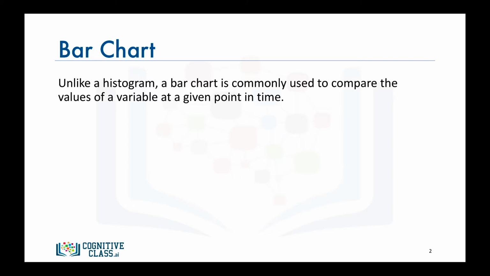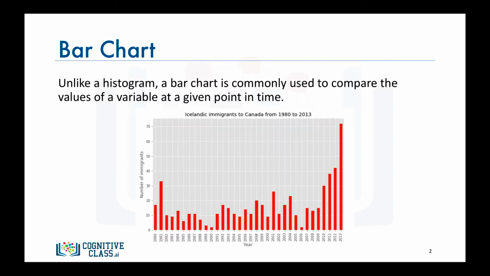For example, say we're interested in visualizing in a discrete fashion how immigration from Iceland to Canada looked from 1980 to 2013. One way to do that is by building a bar chart where the height of the bar represents the total immigration from Iceland to Canada in a particular year. So how do we do that with Matplotlib?